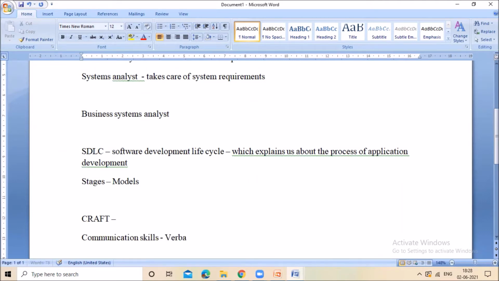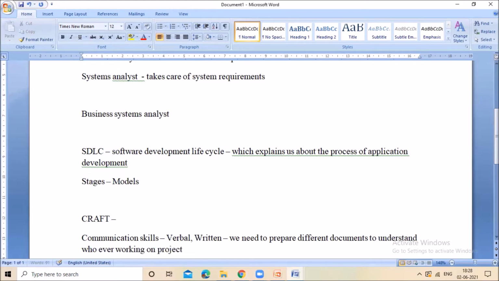So communication is not only verbal communication, but you must be good at written communication also. Why written communication skills? Because here you need to prepare multiple documents, different documents, to help whoever is working on project development understand. This is what we generally call communication skills. So it's not only verbal communication, you must have good written communication skills as well.